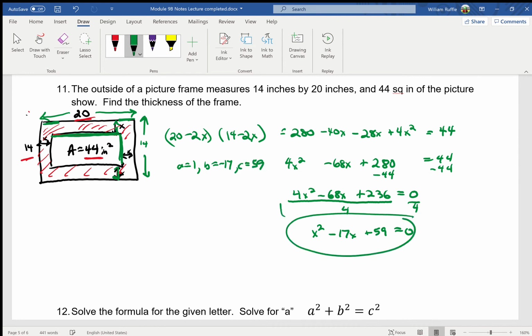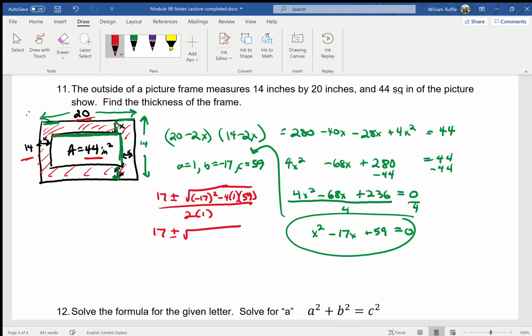So I'm going from here, and I'm going up to there. So I'll put this in red here. So now, when I type this in, negative, negative b, so that's really 17 plus or minus the square root of negative 17 squared minus 4 times 1 times 59 all over 2 times 1. So I get 17 plus or minus the square root, and if I type all this in, I get the square root of 53. So if you type the radicand in here, you should get positive 53 over 2.